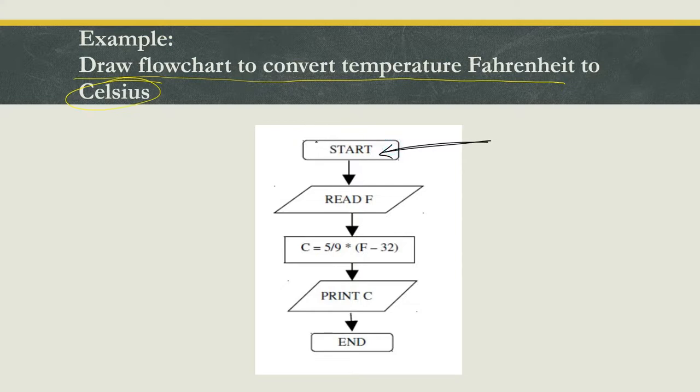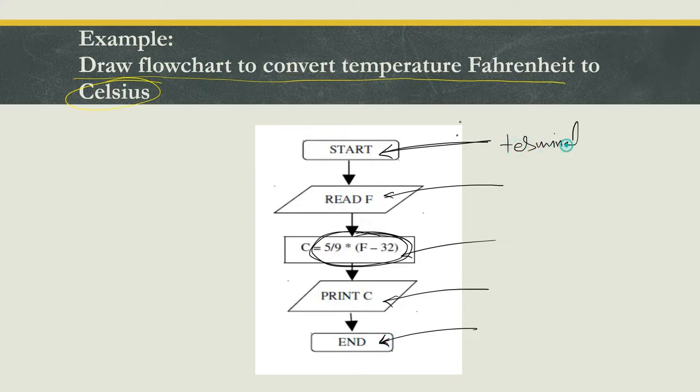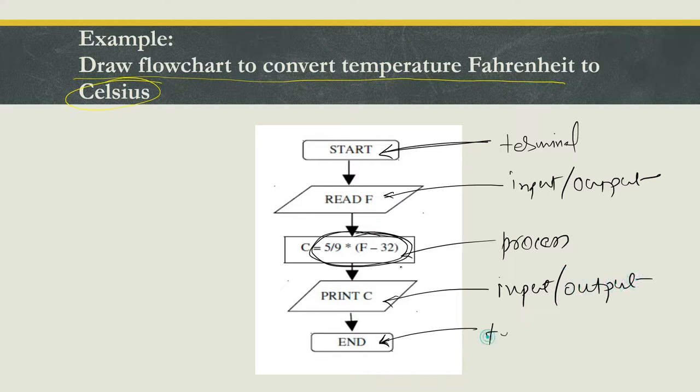The first is your terminator symbol, terminal symbol, start symbol. Then you have to take input from the user, the Fahrenheit temperature. Then you have to convert this Fahrenheit to Celsius. For that you have to use this formula. Then you have to print the result. Then you have to end the flowchart. This is known as the terminal symbol. This is the input output symbol. This is the process symbol. This is input output. This is the terminal symbol.